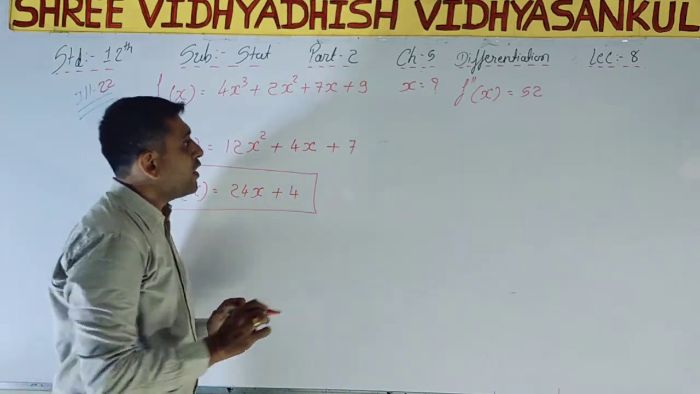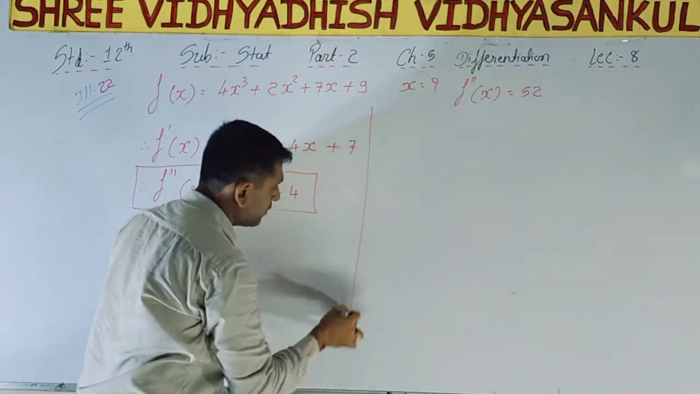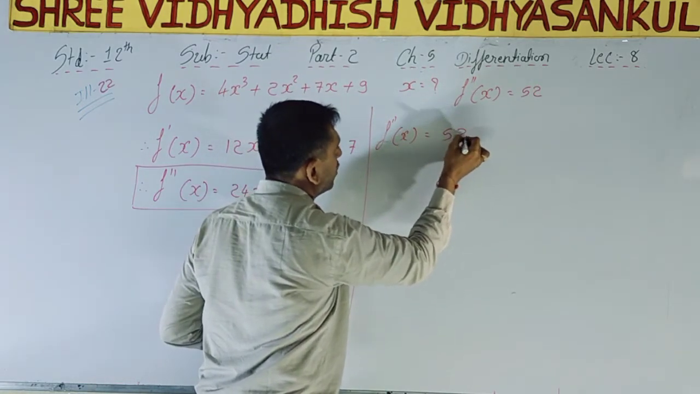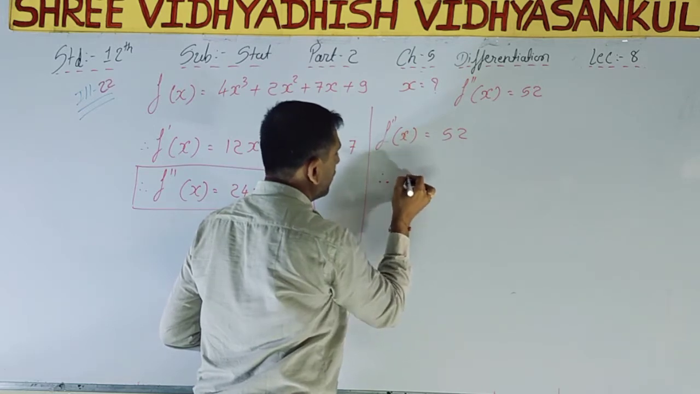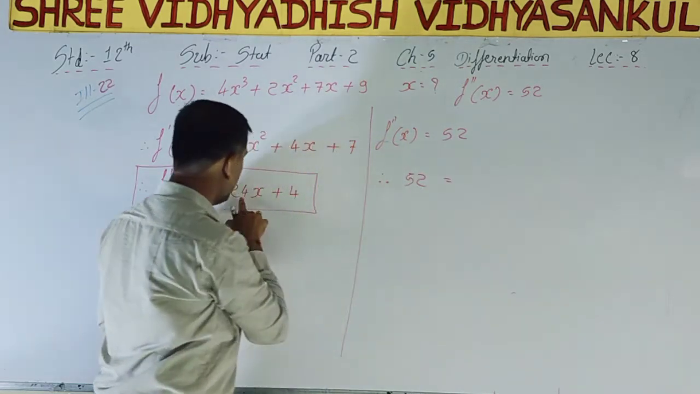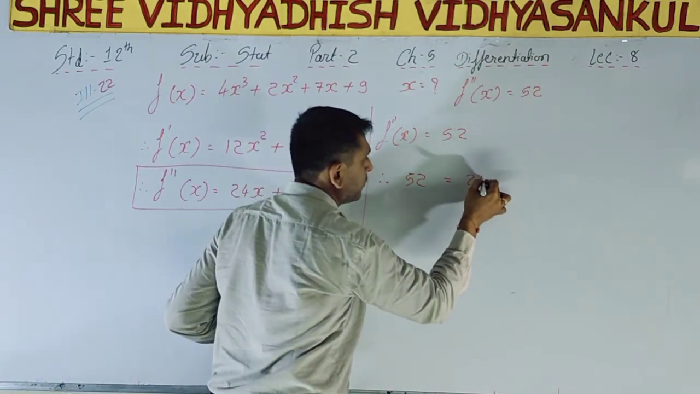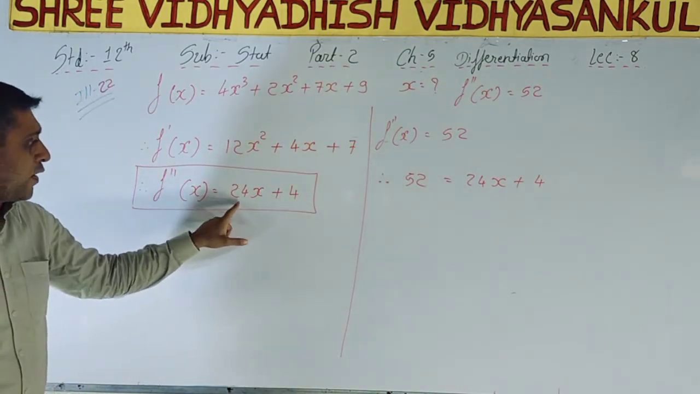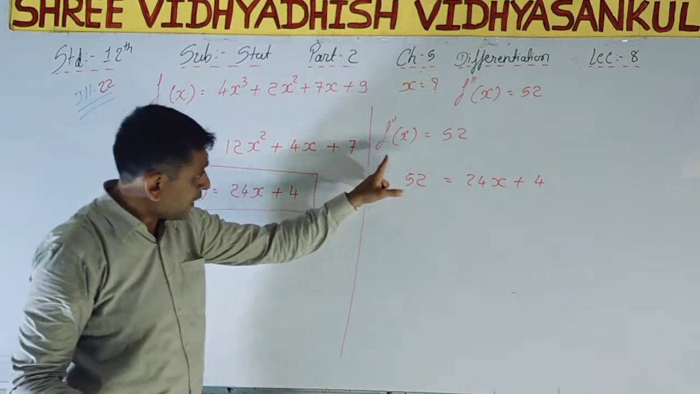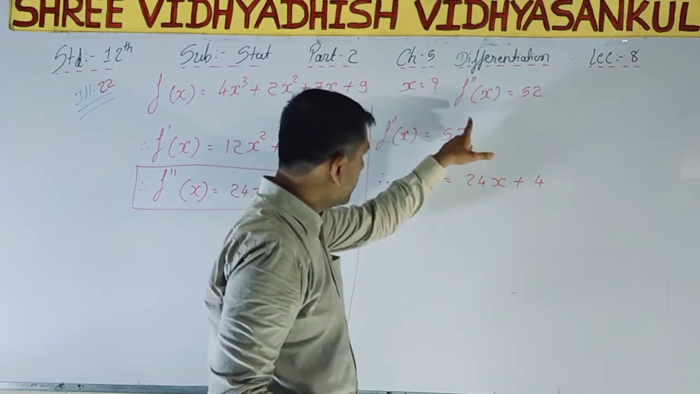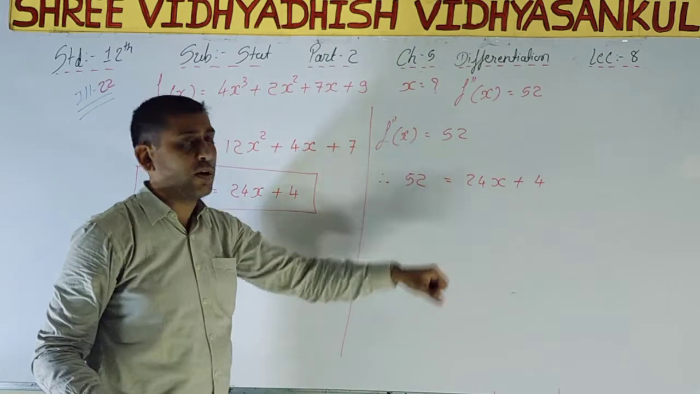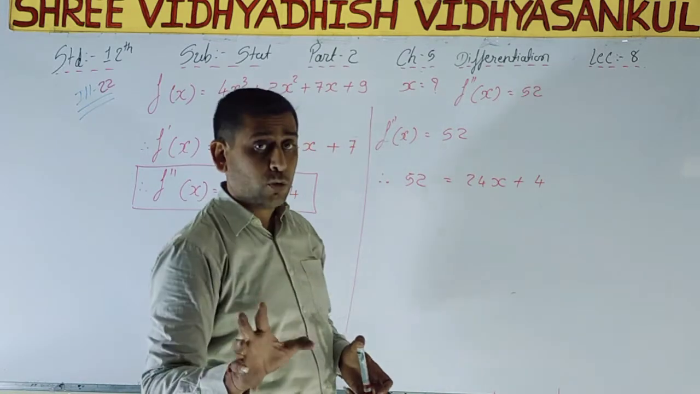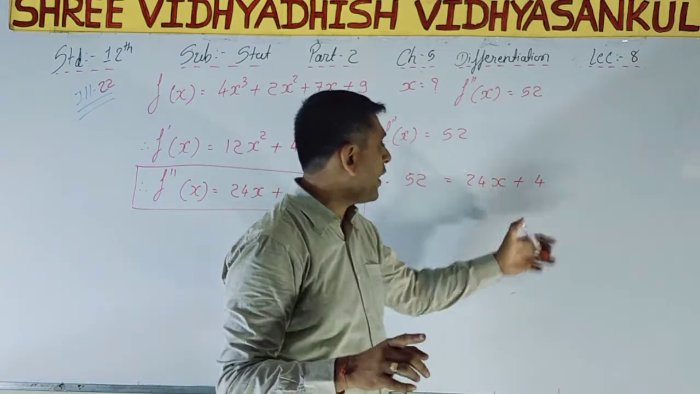Now here we have 52. f double dash x is equal to 52. Therefore 52 is equal to 24x plus 4. f double dash x is equal to 24x plus 4, this is your answer. And in the question it is given that the second derivative of the function is 52. So here 52 is equal to 24x plus 4.